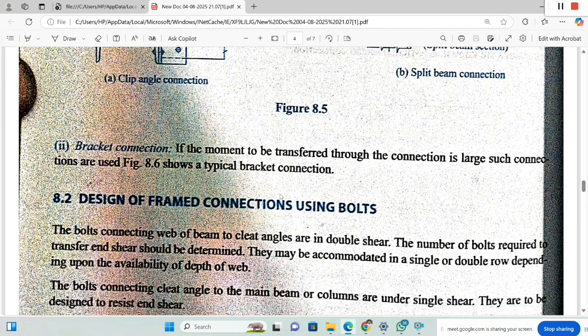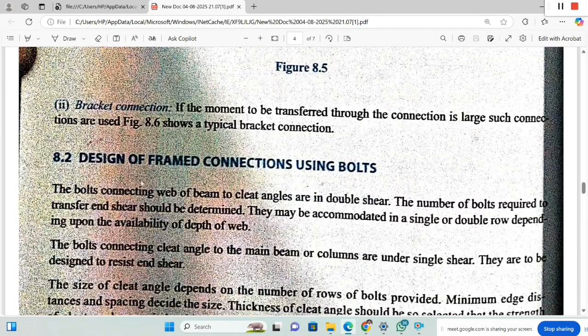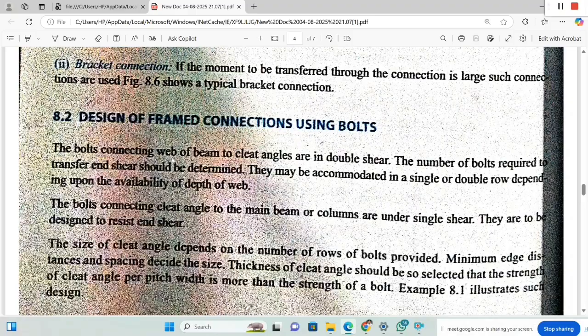So now consider the design of these frame connections using the bolts. First category type, we will consider bolts. The bolts connecting the web of the beam to the cleat angles in double shear, so the number of bolts required to transfer the end shear should be determined. They may be accommodated in a single or double row depending upon the availability of the depth.